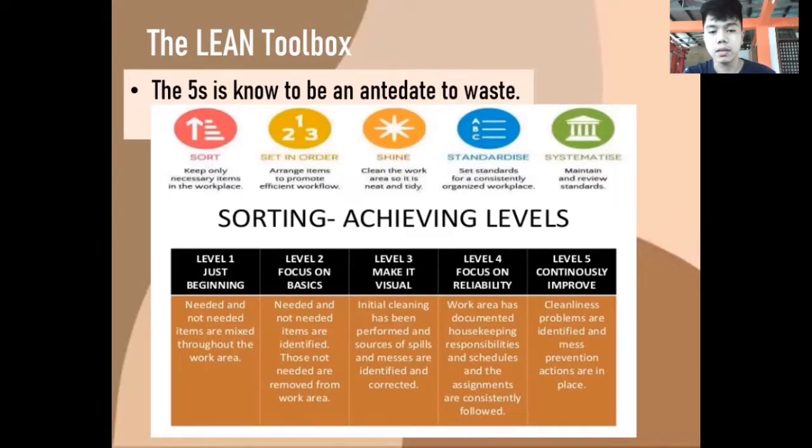Level 3, make it visual. Initial cleaning has been performed and sources of spills and mess are identified and corrected. Level 4, focus on reliability. The work area has documented housekeeping responsibilities and schedules, and the assignments are consistently followed. And level 5 is to continuously improve. Cleanliness problems are identified and mess prevention actions are in place.